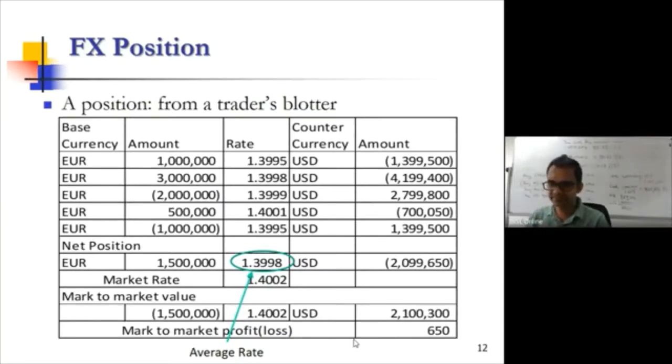Anything else? Okay, if not, assume as the sixth transaction, you sold this 1.5 million. You sold this 1.5 million, whatever the rate, forget about it. Now, what is your position? As the sixth trade, you sold this 1.5 million euros. What is your position?